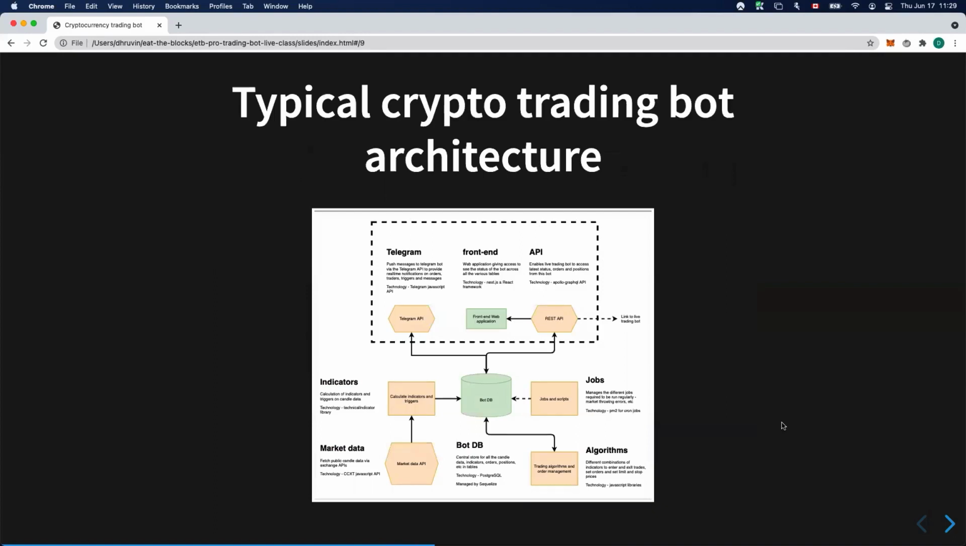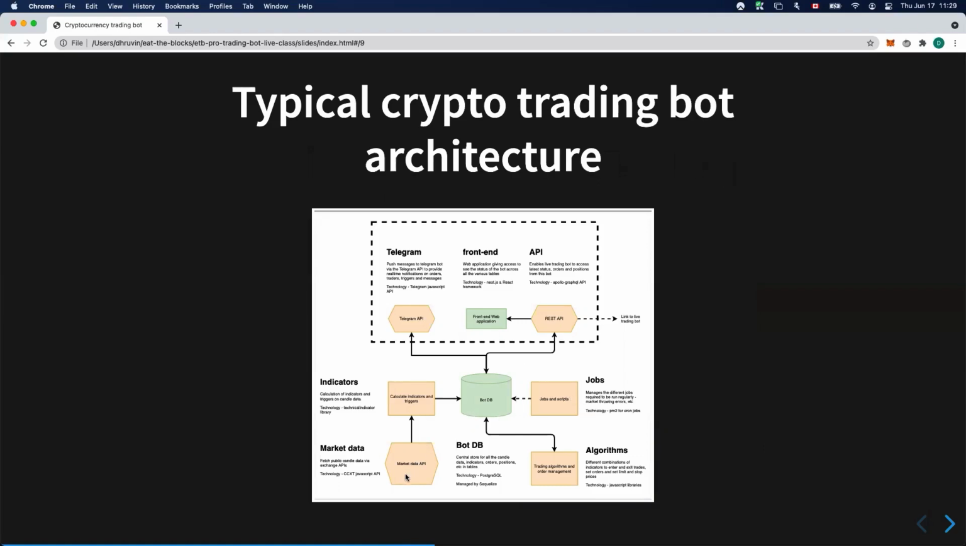So what is the high level architecture of a typical trading bot? If you want to create a production ready trading bot, then what are the components that we're going to have? And then in a bit, I'll be talking about the area that we will be focusing on while we code the trading bot, right?